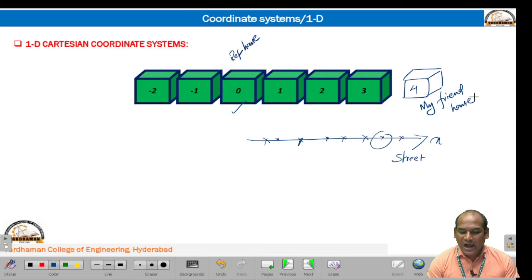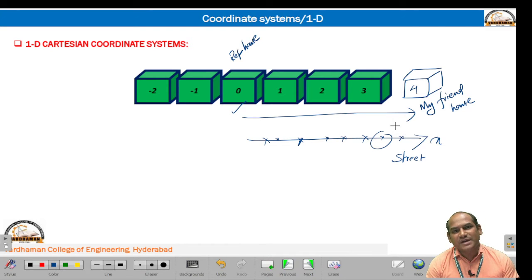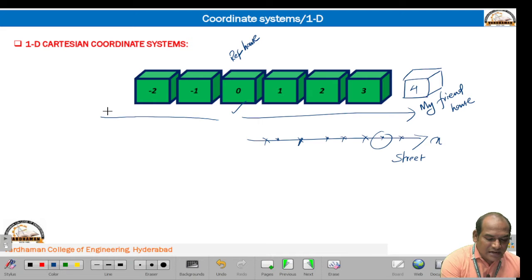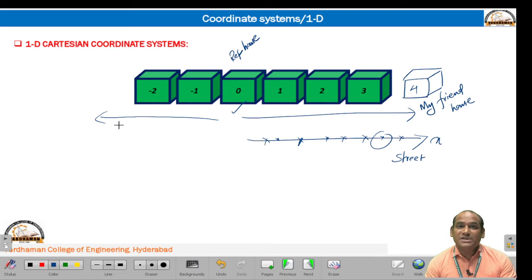Now I need to specify my friend's house position. How to specify? From my house I will tell, from my house 4 meters away, like that. Did I give the correct information? I did not give the correct information. I said only 4 meters, but I did not specify whether I need to go right side or left side. So, some people may go towards the right side and reach my friend's house, or some people may go to the left side, so they may go to some other house, and not reach my friend's house.